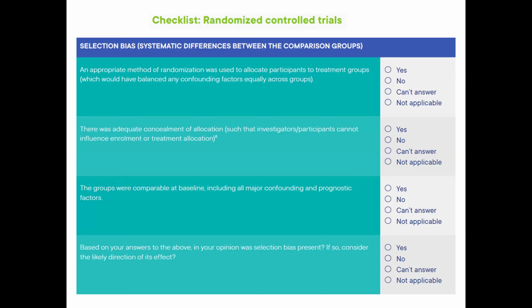The groups were comparable at baseline, including all major confounding and prognostic factors. Yes, they were. Even the blastocyst age at transfer: almost 80% were day 5, and some, I think 20%, were day 6 or 7, but they were equally distributed among both the groups. So if you see all the factors, they were equally distributed among both the groups. Based on your answer to the above, in your opinion, was there a selection bias? The answer, I think here you can say clearly no.